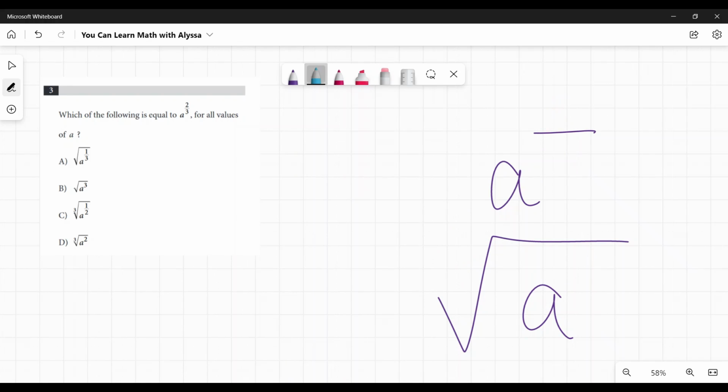This is just an exponent rule. So let's put in those values they gave us, a to the power of 2/3. Our denominator, 3, will become our root, and 2 will become our exponent. There's no real math to do. They just are testing whether you know that exponent rule. So our answer is D, the cube root of a squared.